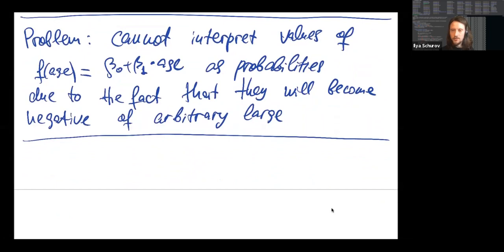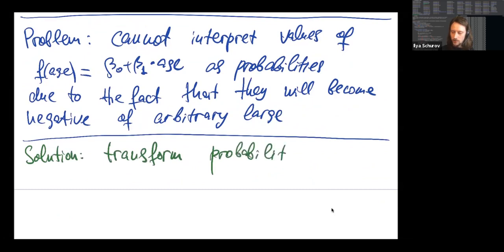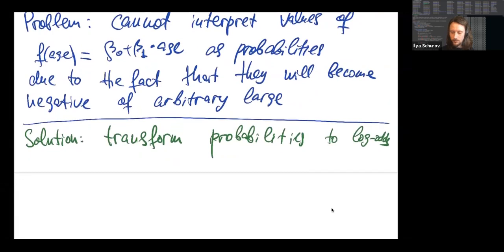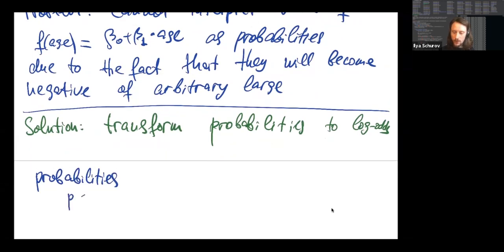And then to fix it, we have to consider the following transformation. Solution: transform probabilities to so-called log odds. Let us describe this transformation. So we have probabilities, and probabilities can be from 0 to 1. Of course, sometimes probability can be exactly 0 or exactly 1, but now we will not consider these cases. So we believe that the domain of probabilities is from 0 to 1.